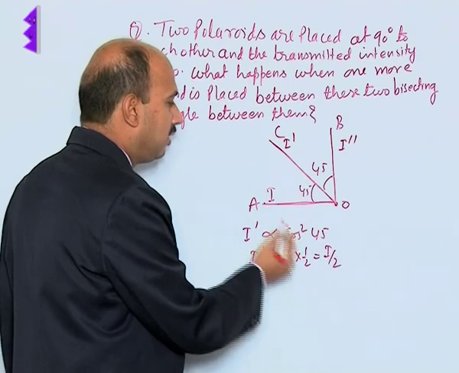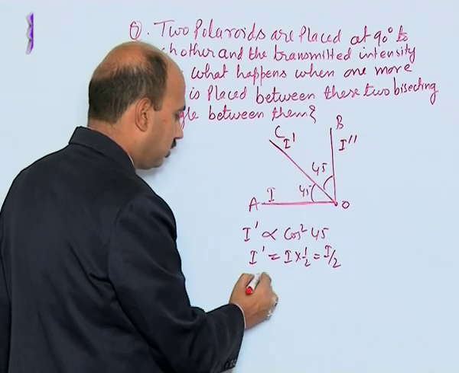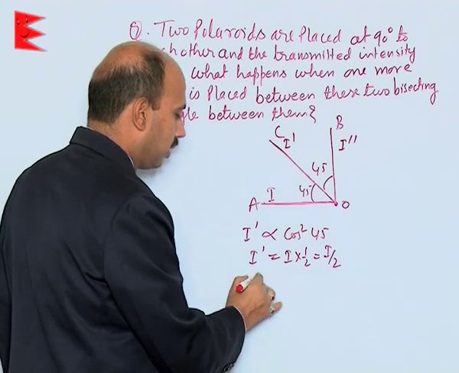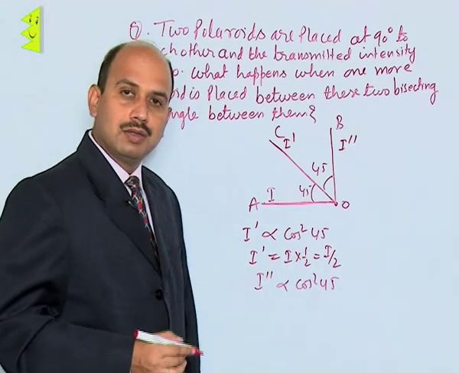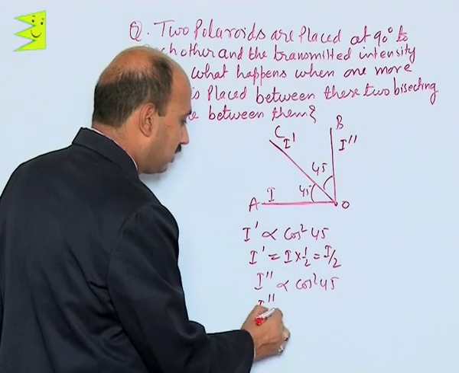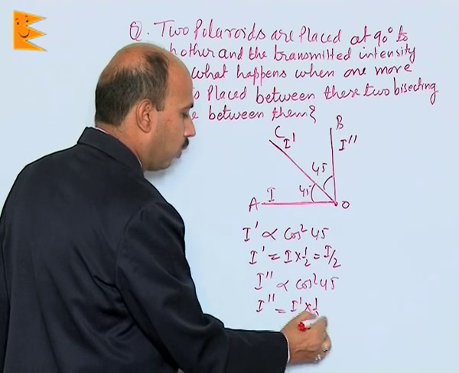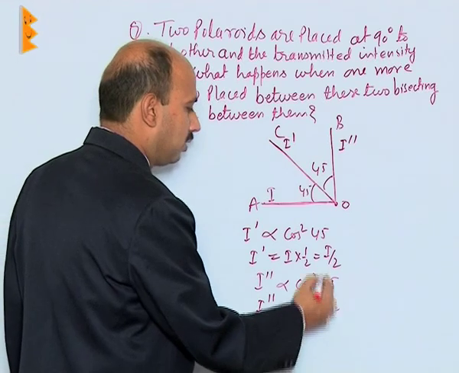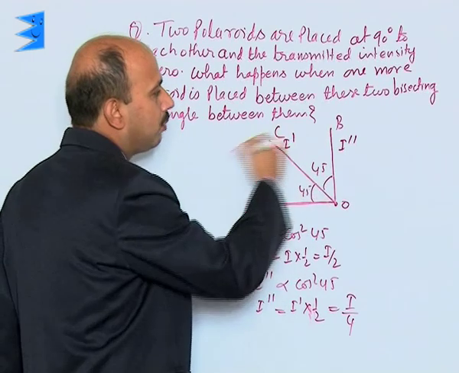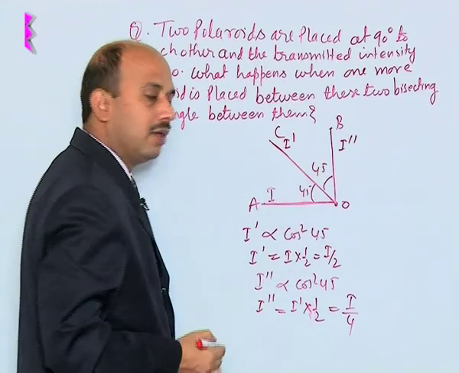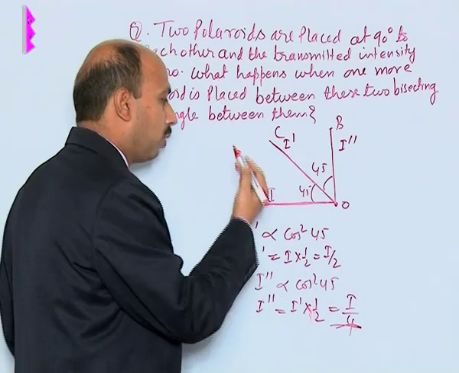So, this I is the intensity of the light coming from the first Polaroid. Now, we can write I double dash. I double dash is also directly proportional to cos square 45 according to the law of Malus. So, we can write I double dash is equal to I dash cos square 45, that is 1 by 2, but I dash is already known to us, that is I by 2. So, we can write I by 4. So, the intensity of the light passing through this second Polaroid B is here I by 4, where I is the intensity of the light coming from the first Polaroid.